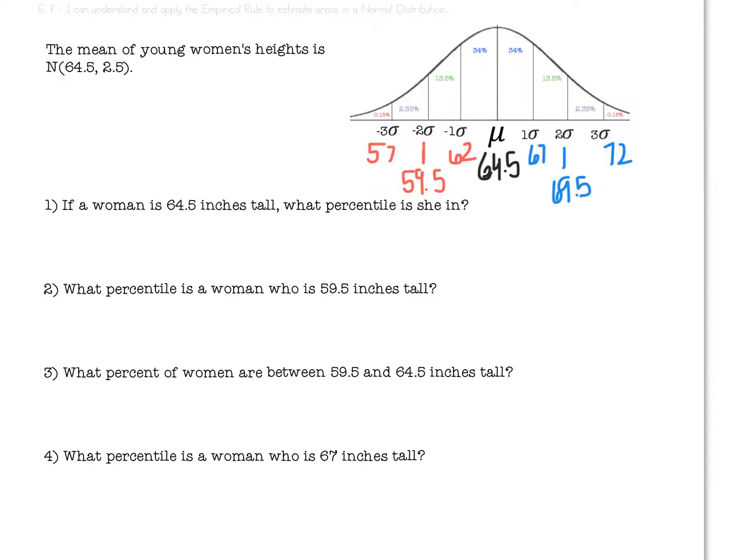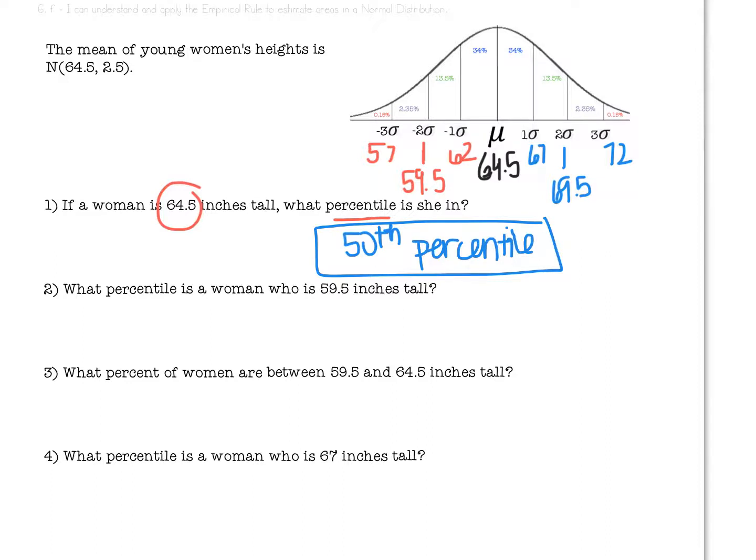All right, so let's apply this. If a woman is 64.5 inches tall, what percentile is she in? So remember, percentile is what percent of the data falls below. So I'm going to go and find 64.5, which happens to be my mean. And so my mean is the halfway point. So that would mean that 50% of my data is below and 50% of my data is above. So she's in the 50th percentile.